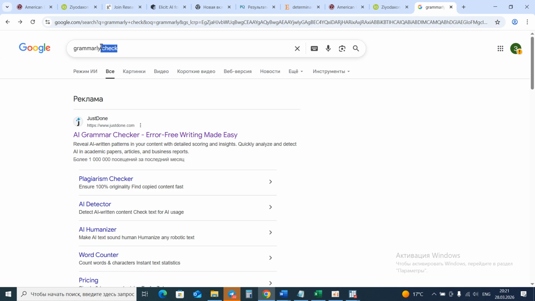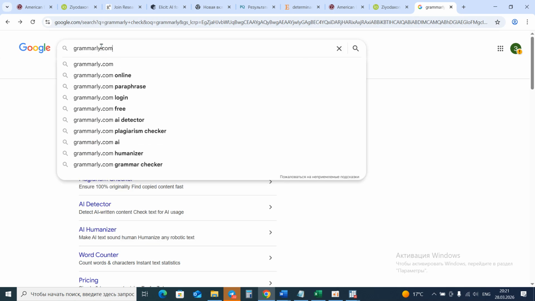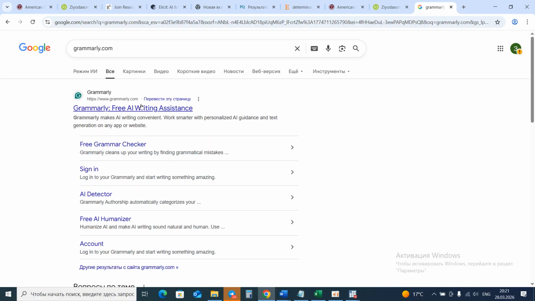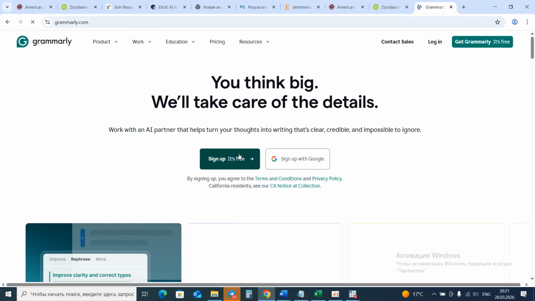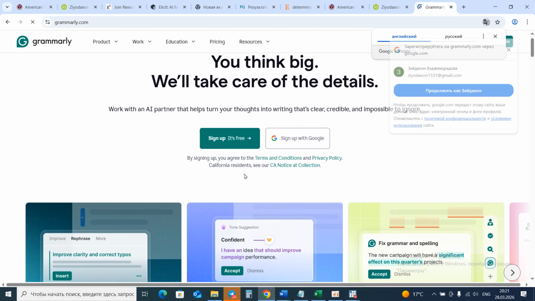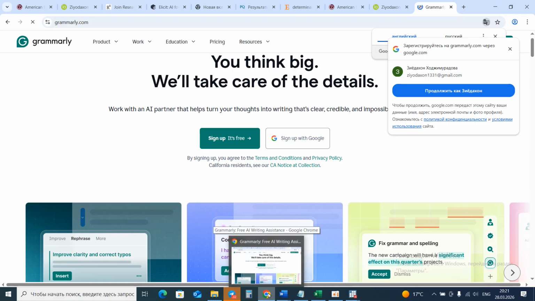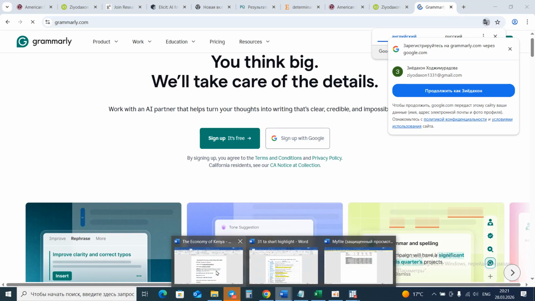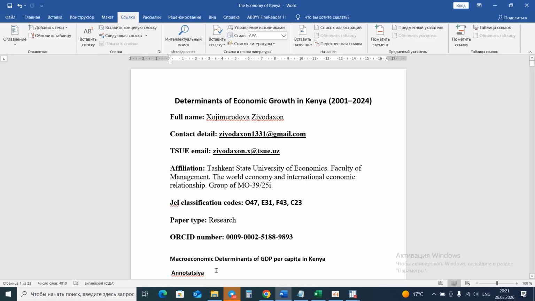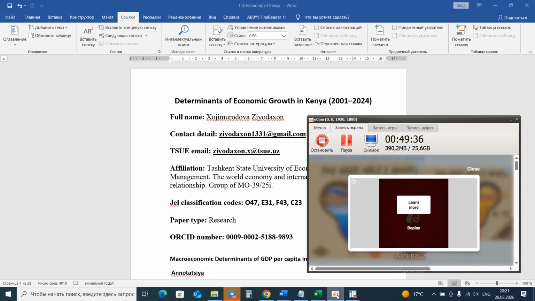Grammarly.com I meant. Here. So you should first sign up, and then you can upload your file to this site, and it will check whether your work is grammatically correct or not. And by this you can correct your mistakes and make it clearer and in a more academic style.